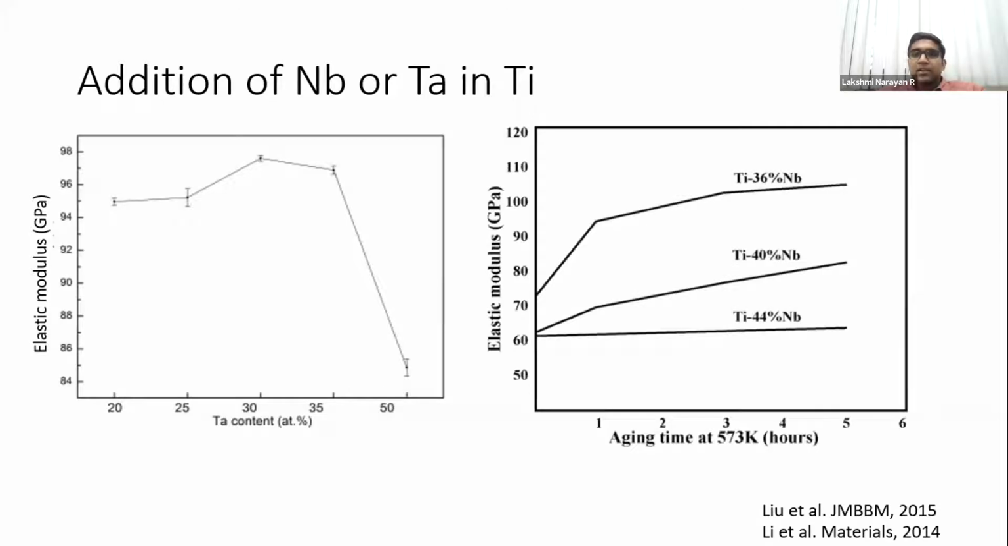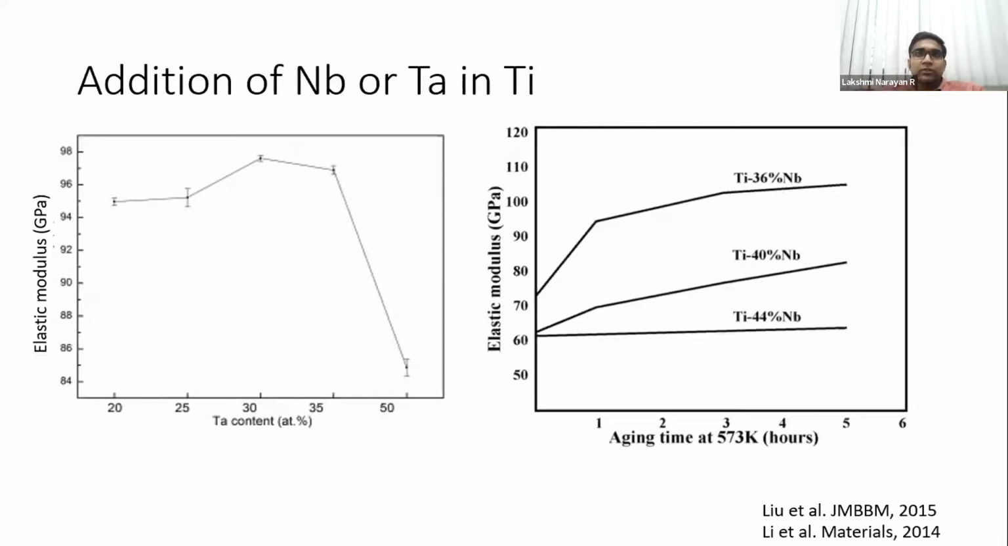Okay. Similarly, what you also see is that if I add a certain amount of niobium and I age the material, aging is nothing but heating the material for some time, I can see that the modulus changes, but the modulus changes only for alloys which have 36% niobium. Okay, but if you have 44% niobium, you don't have much change in modulus, but you can strengthen the material. See, strength is very different from stiffness. Strengthening is important to prevent failure, but stiffness is important to reduce stress shielding.